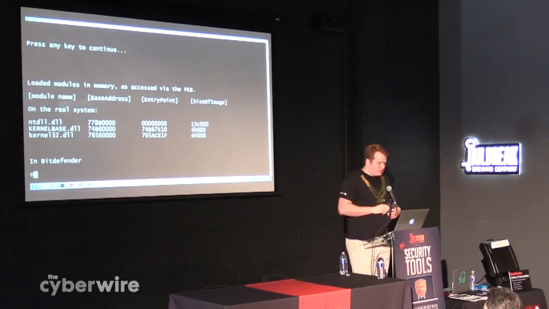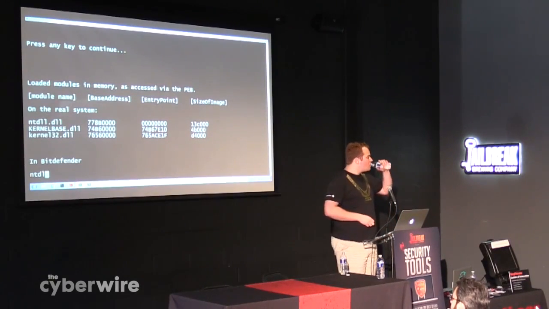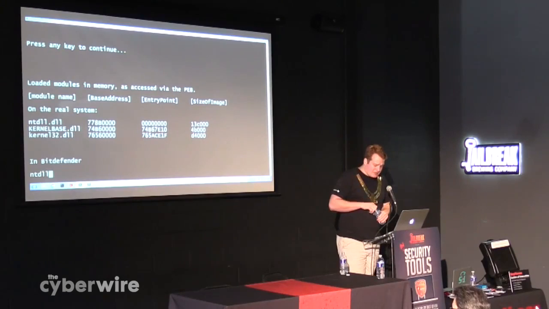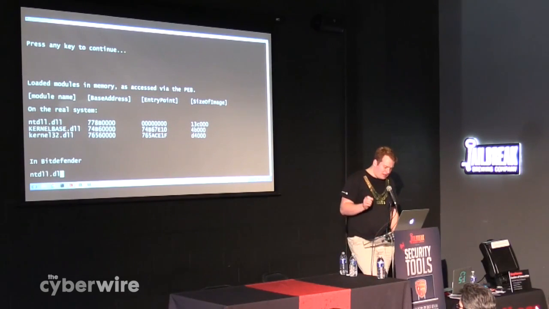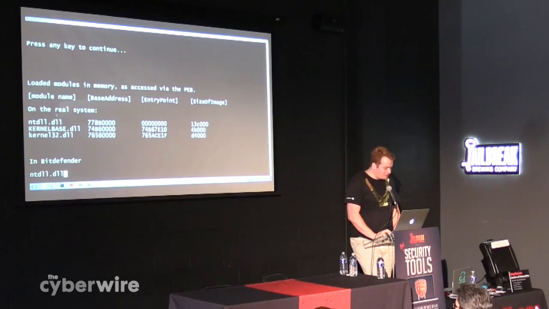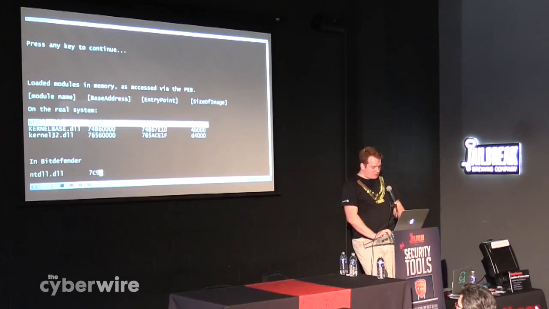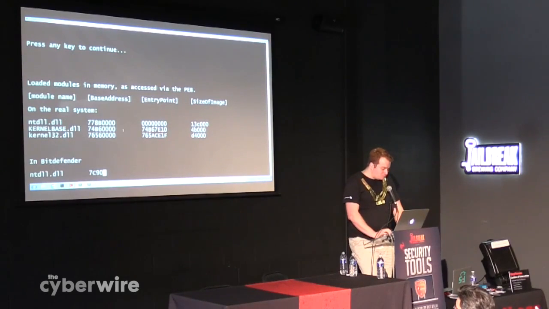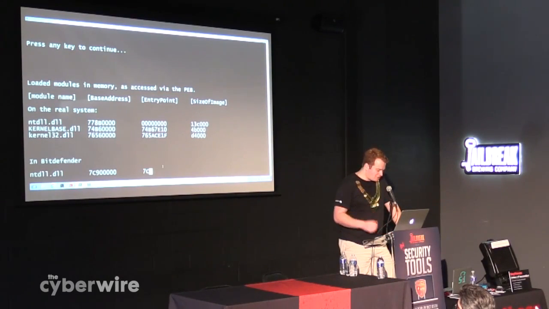Here, we're looking at loaded modules in memory as accessed via the PEB, the process environment block. This is a common in-memory data structure in all Windows processes. Here in a real system, you can see the loaded DLLs in my process, their base address, their entry point, and their size of image. In Bitdefender here, we're going to see NTDLL. It's at a believable base address. We're going to see its entry point.